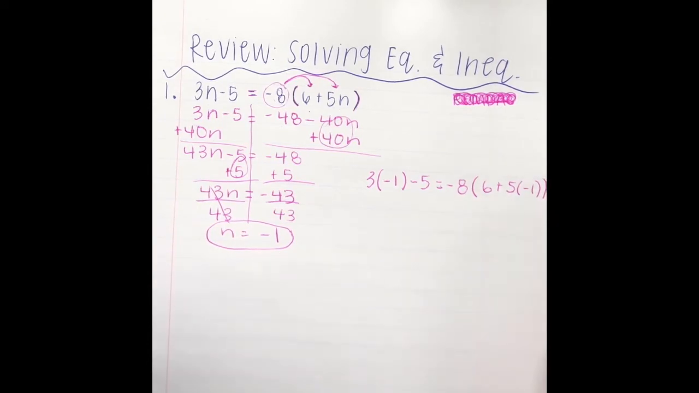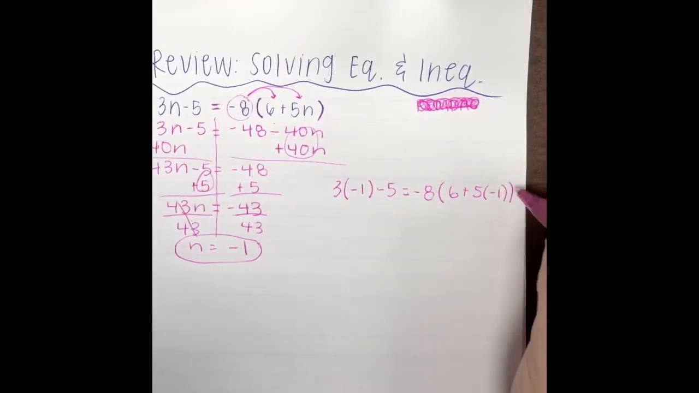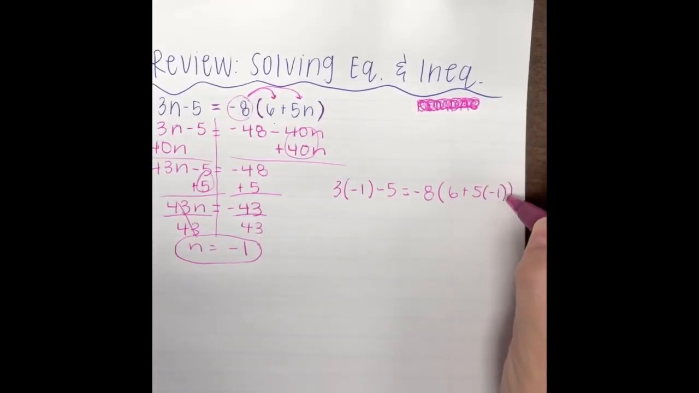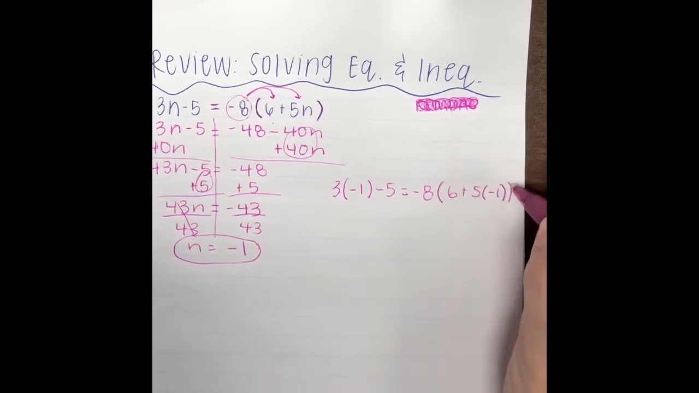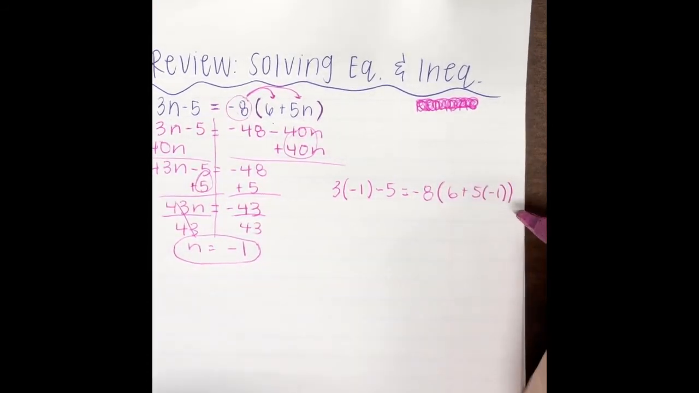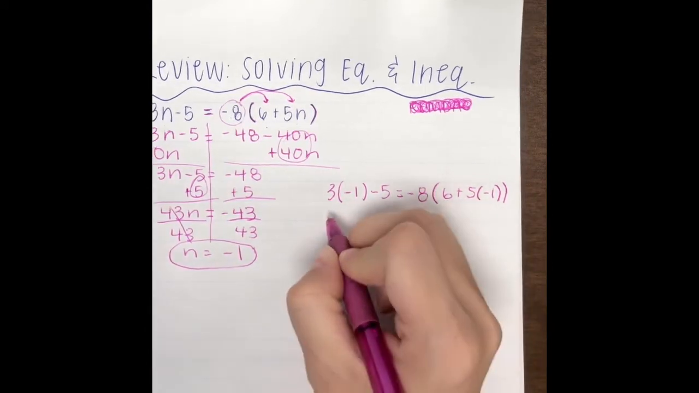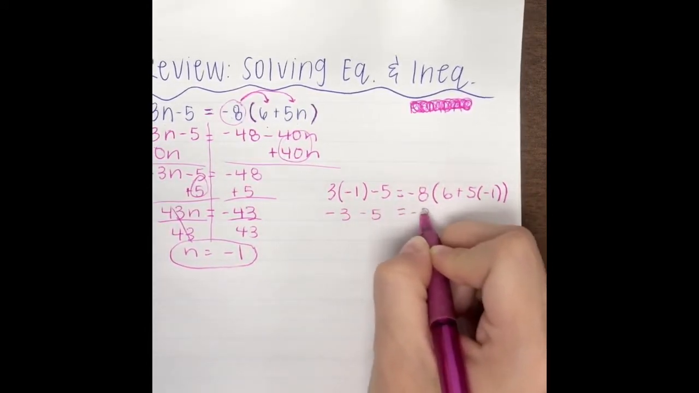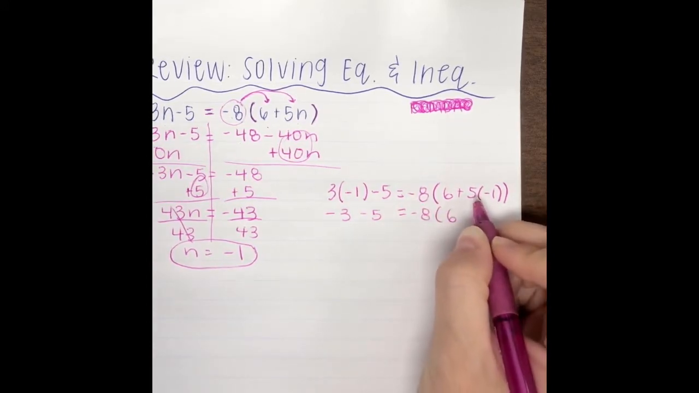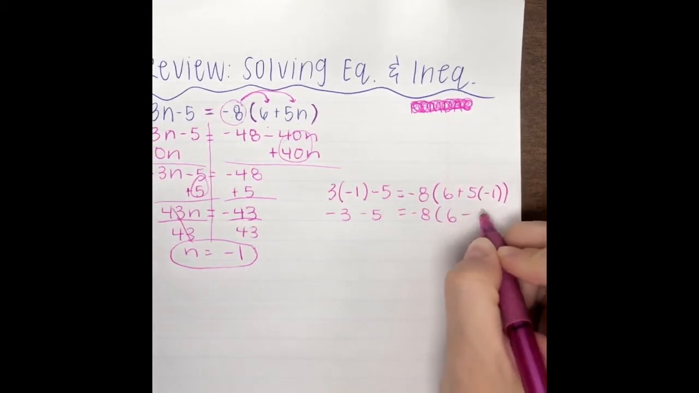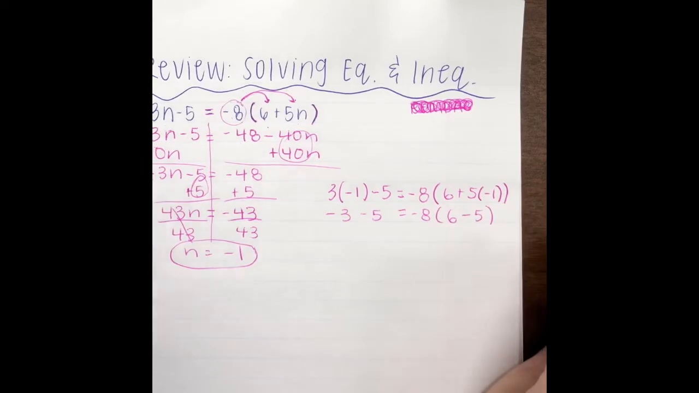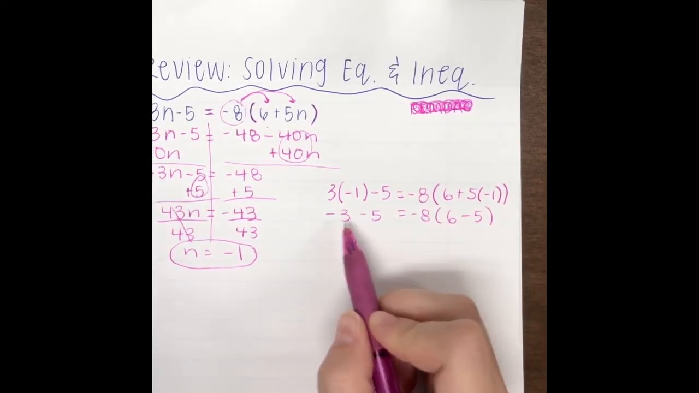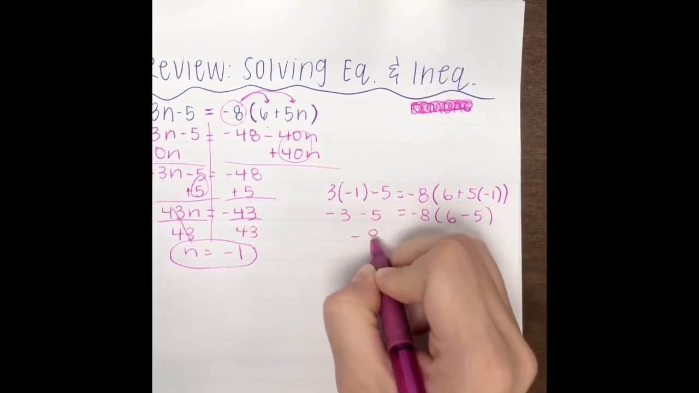Okay, I put the double parentheses right here because this negative 1 has parentheses, and then these are the parentheses for that whole section. Okay, so 3 times negative 1 is a negative 3 minus 5 equals a negative 8 times 6. 5 times a negative 1 makes a negative 5. Okay? Now we can simplify. Negative 3 minus 5 would be a negative 8.